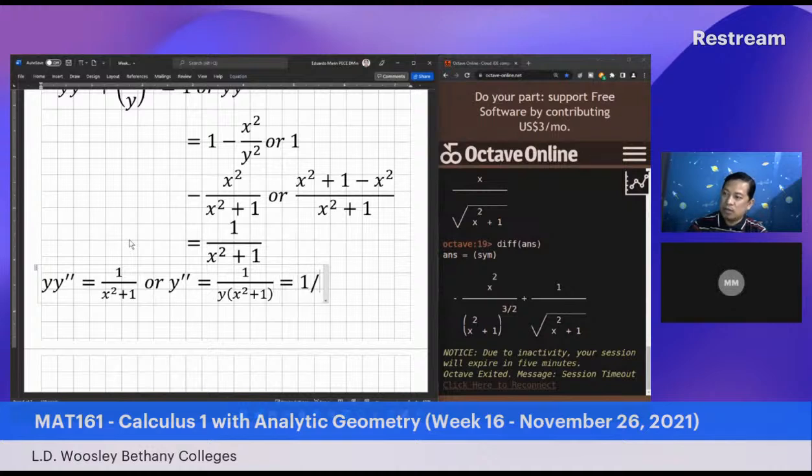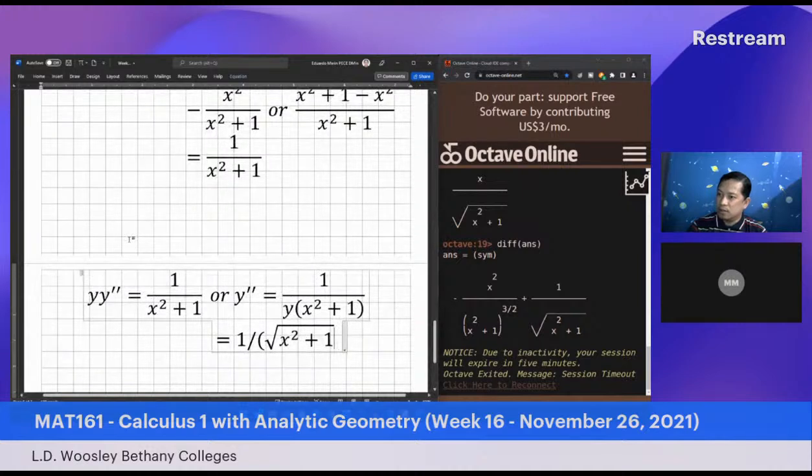This is also equal to, yan, times x squared plus 1. Yung magic, anong nangyari doon? Nawala ng magic. Ulit. Hindi na nga, ito na lang muna. Ayan.